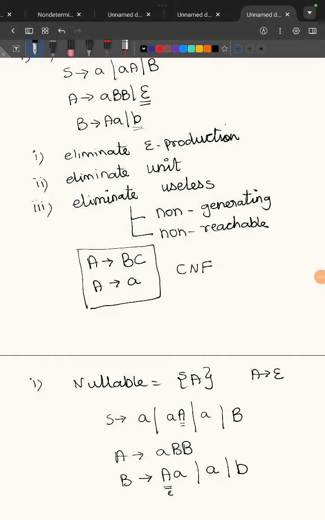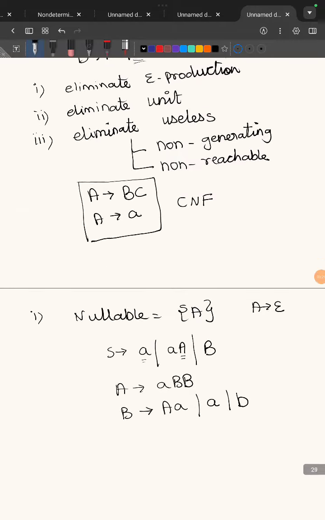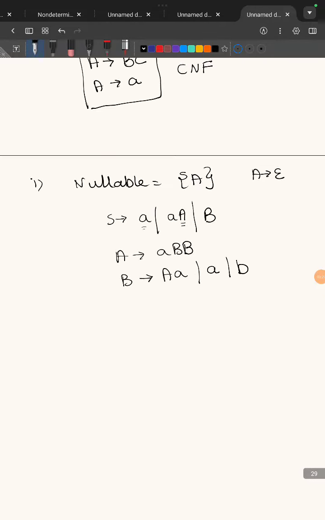Over here, S is already deriving small a, so we can cancel this one. It is enough to write A or B. So this is the set of rules after removing your epsilon production. Now what is rule number 2 telling? We should remove the unit productions, right? So step number 2, eliminate the unit productions.